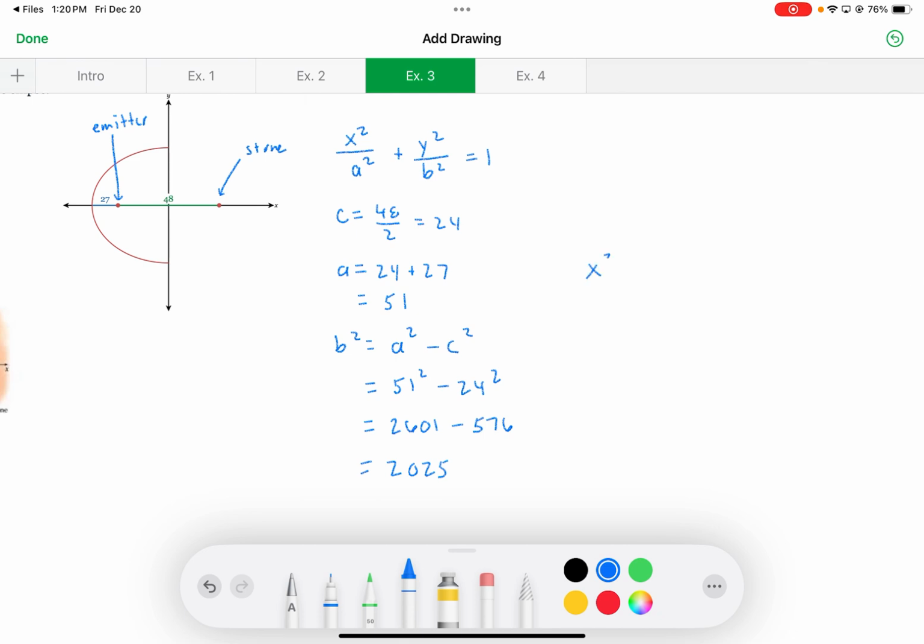Now I can say the equation for this associated ellipse would be x squared over my a squared value, which is 51 squared, or 2,601, plus y squared over that b squared value, 2,025, and we're equaling 1.